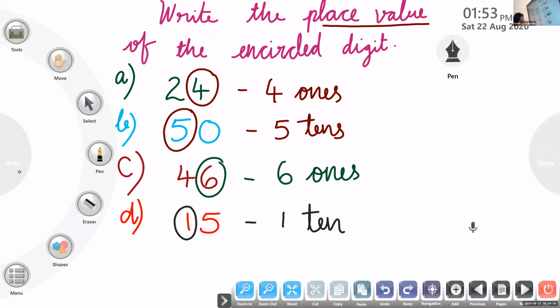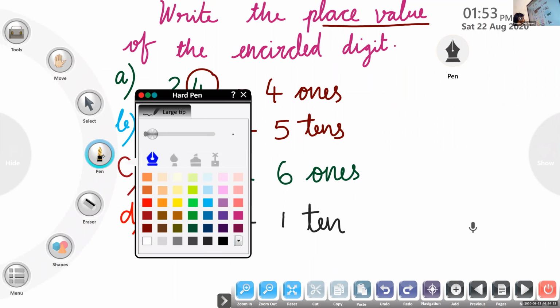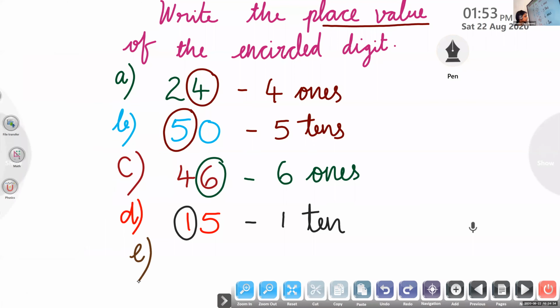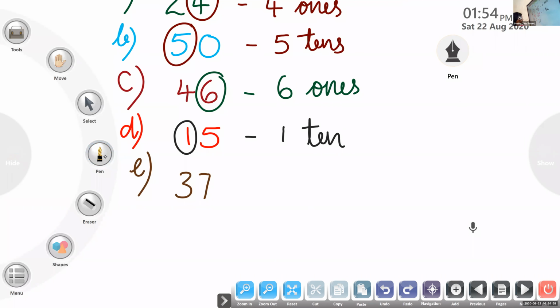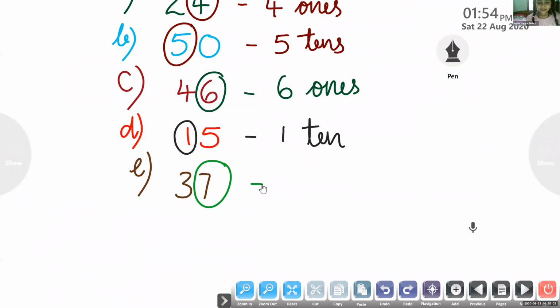So next we have E. And we have the number 37. And the digit which is inside the circle is 7.